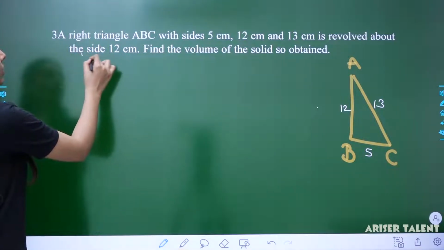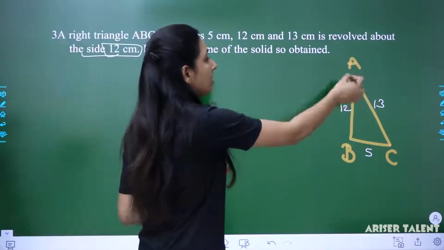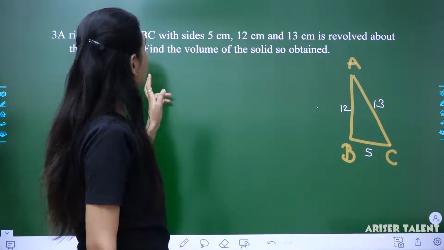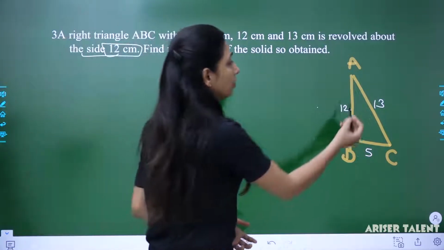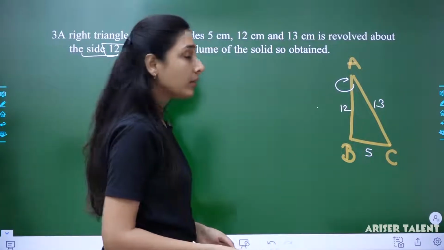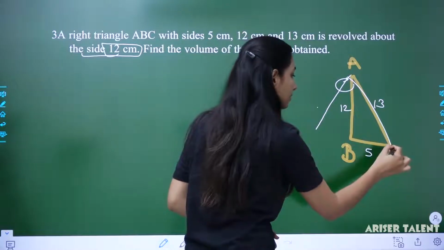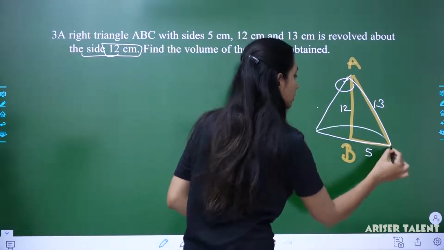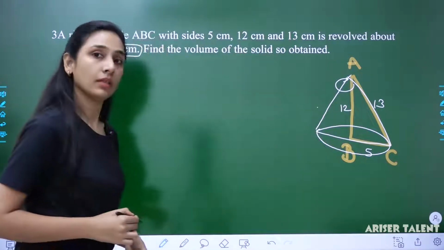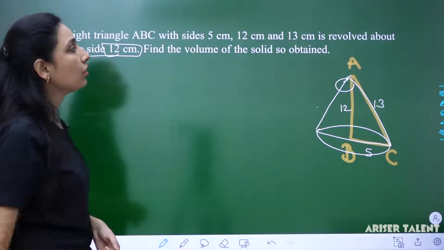So we'll be picking this 12 centimeter side. This is the 12 centimeter side. It is revolving around it. So if we make it revolving around it, so that will be making a cone like that. Understood? Okay. The volume of the solid so obtained.